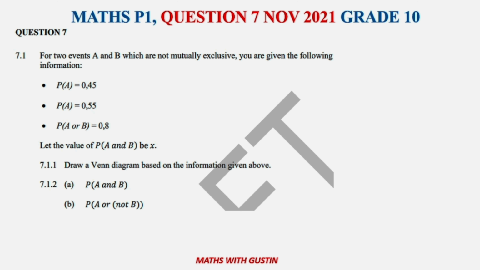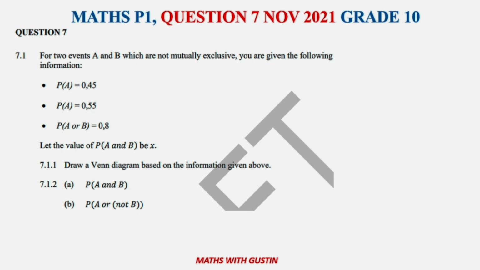We are given two events, event A and B, not mutually exclusive. Very, very important. This simply means that the probability of A plus the probability of B is not equal to the probability of A and B. All right, good stuff. So now they said you are given the following: probability of A and therefore probability of A again.